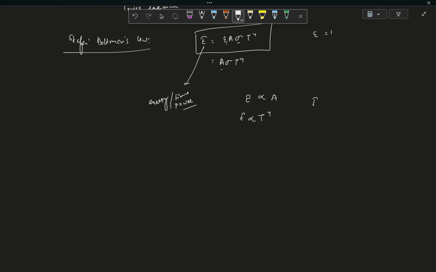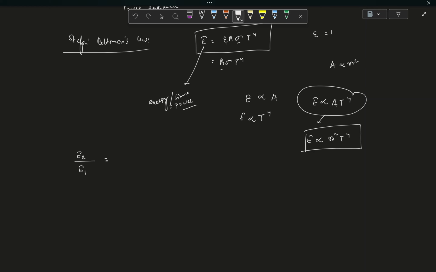So nothing else matters. So epsilon is directly proportional to A times t to the power 4, and you know that area is proportional to r square for a sphere, where r is the radius. So E will also be proportional to r squared t to the power of 4 from this formula. So what we will have is that E2 by E1, take the ratio, is (R2 by R1) whole squared into (T2 by T1) to the power of 4.